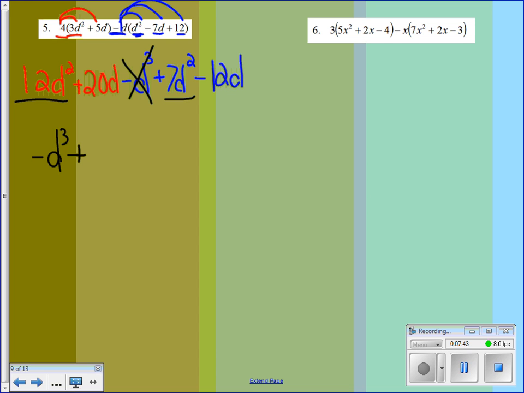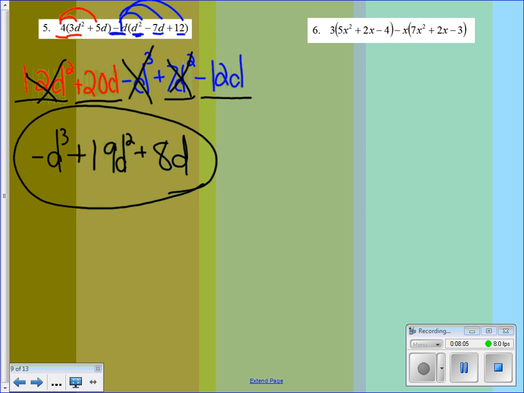12 plus 7 gives me 19. And I'm going to write d squared. Again, when we're combining like terms, we do not add the exponents. So now I've taken care of those. Next, I see I have 20d minus 12d. Well, 20 minus 12 gives me 8d. So I check: all my like terms are combined, my exponents are in standard form, I'm good to go. Let's practice again on number 6. So for number 6, I'm going to distribute in this 3.